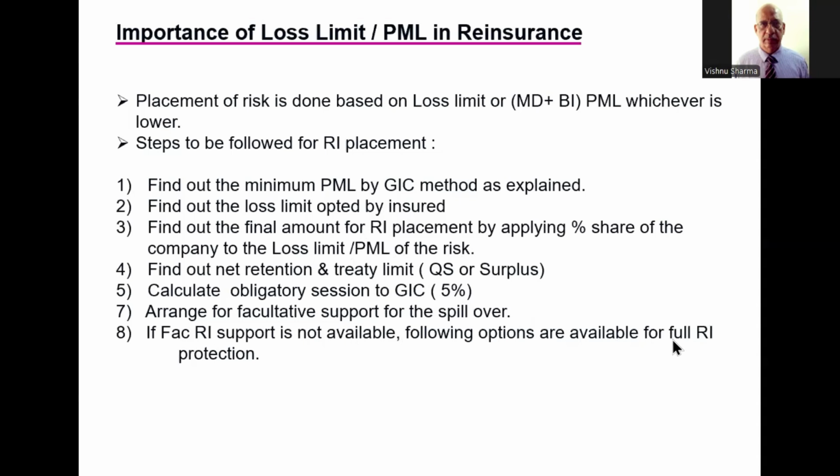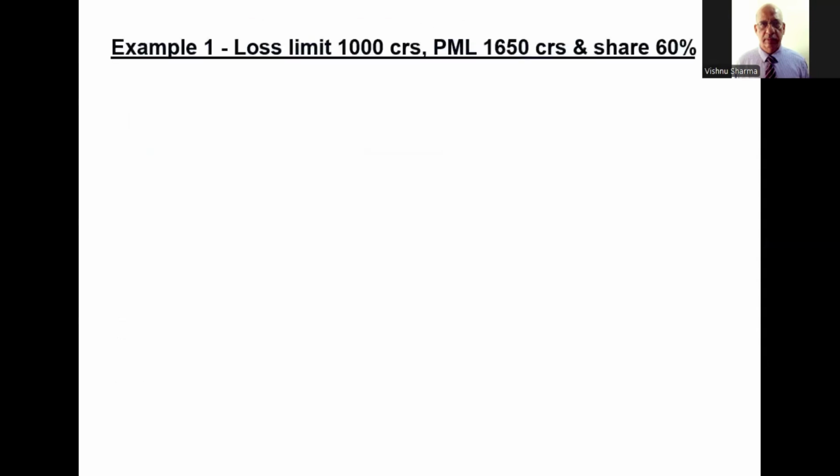The following options are available for complete RI protection. If RI support, fac support is not available, reduce the share. Instead of 60, take 50 or 45. Reduce the share. Either you arrange for facultative support, or if facultative support is unfortunately not available on the terms on which you have underwritten the business, then the option left is to reduce your participating share.